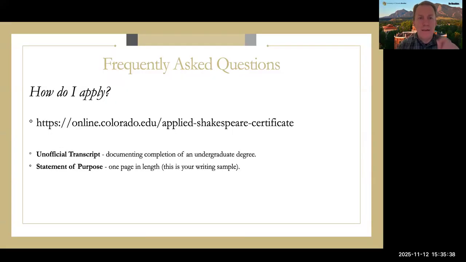How do I apply? Online.colorado.edu. Search for the certificate there. All that's needed is an unofficial transcript and a statement of purpose. Oftentimes in that statement of purpose, students will offer an idea of what their capstone may be as part of their reason for enrolling in the program, the project that they may want to leave with. But again, you're not bound to it in case you change your mind.